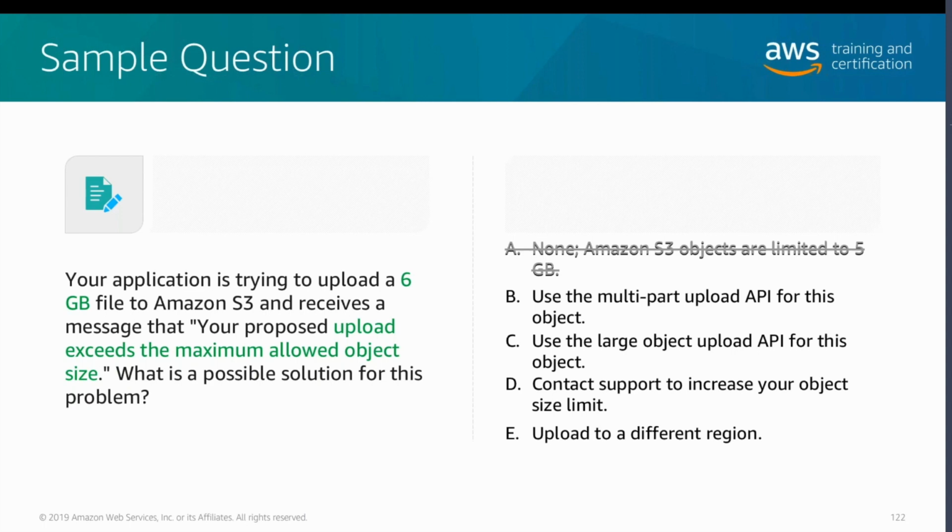I like the multi-part upload option. Let's hold on to that. Upload to a different region, that's dumb. Let's see, use large object upload API. There's no such thing. Contact support to increase your object size limit. No, that won't work either. So B, use the multi-part upload API seems to be the way to go for that particular question.